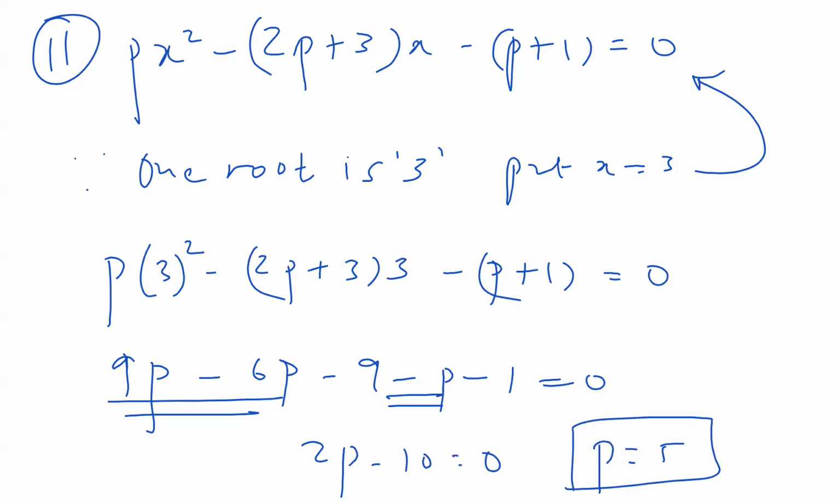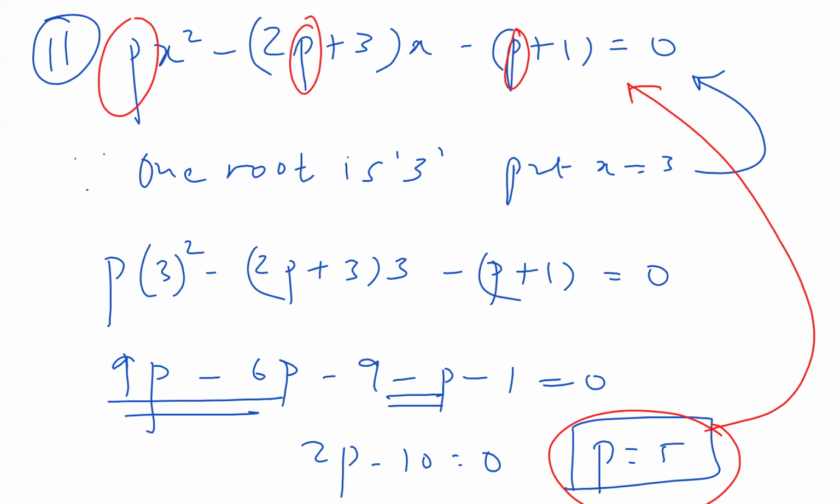Now once you get the value of p as 5, you are supposed to put this value of p in the quadratic equation back, here, here and here, and solve this quadratic equation. You will get the other root also. There is another way also, but you can do this: put the value of p in this quadratic equation and solve it once again. After solving, one of the values will be 3, and the other value you will get. Question number 11 this was. Let's go to question number 12.